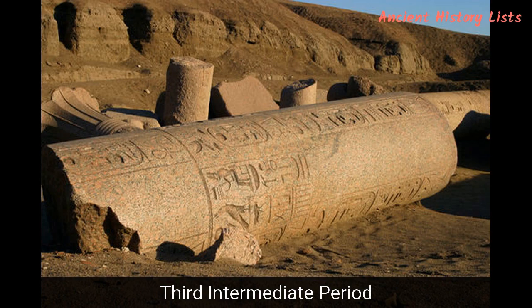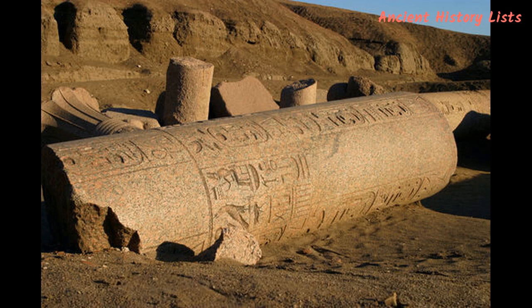Number 8. Third Intermediate Period. The Third Intermediate Period started around 1078 BC and marks the fall of the Egyptian pharaohs. Several forces can be blamed for their downfall, but the most devastating was the invasion of foreign forces like the Assyrians and Libyans. The priests located in the city of Thebes had slowly started to gain power and eventually ruled the southern part of the country.